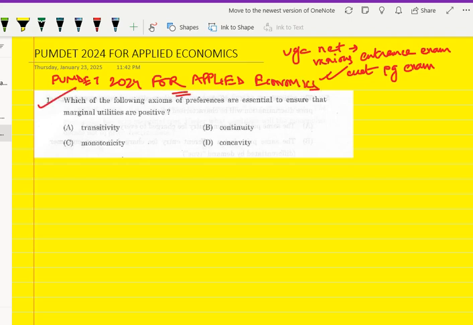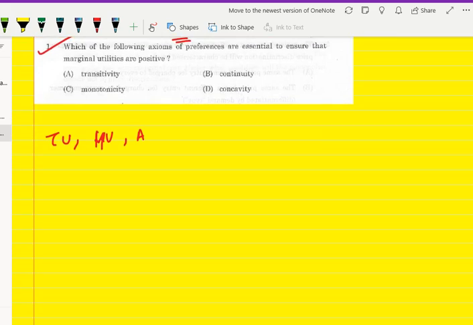Let's start. First question: which of the following axioms of preferences are essential to ensure that marginal utility is positive? We know the concepts of total utility and marginal utility. So here we have to go with certain concepts and find the correct answer. First we have been given four options. Now first I will understand what marginal utility is.